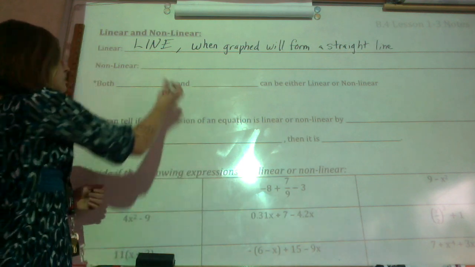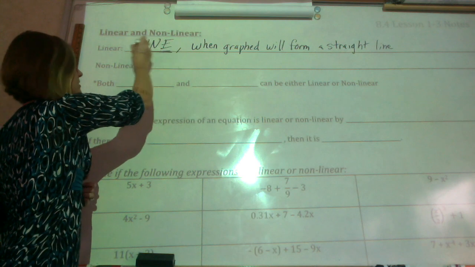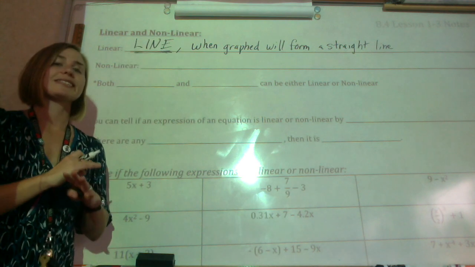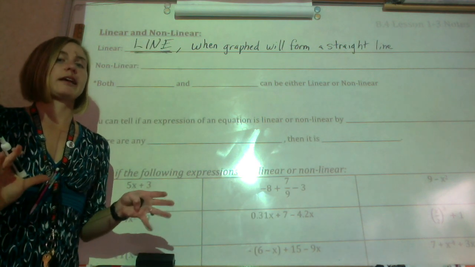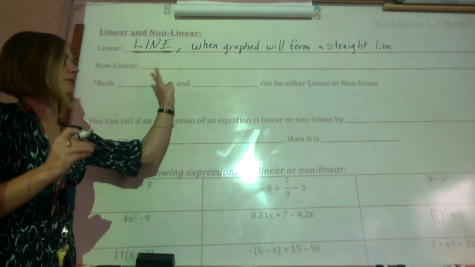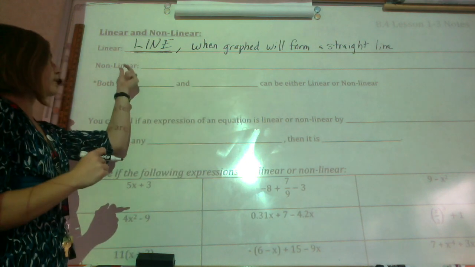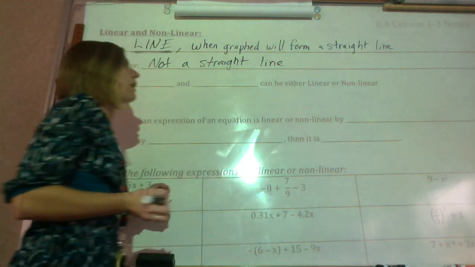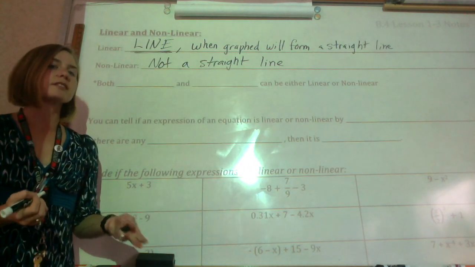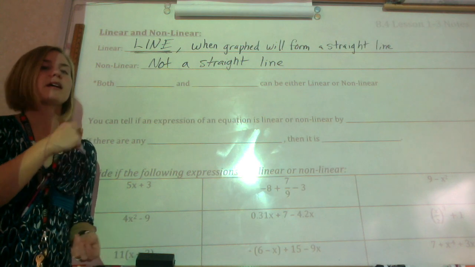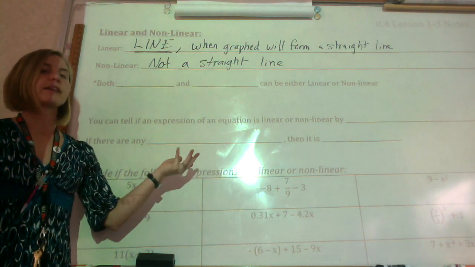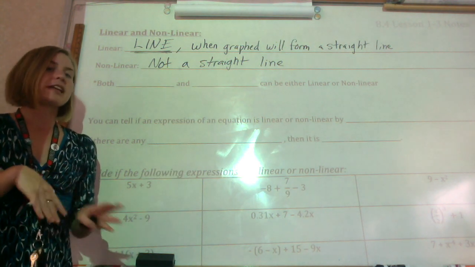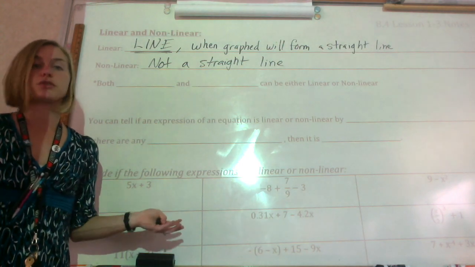I always put this in the beginning just so that this is the easiest way for you to remember. Linear means line. That's it. If you can remember that, you normally remember the rest of it. So nonlinear, of course, is not a straight line. It could be that when it's graphed, it's going to be a parabola, it can be curly, it can be exponential. So it can be pretty much anything else. It's not a straight line.